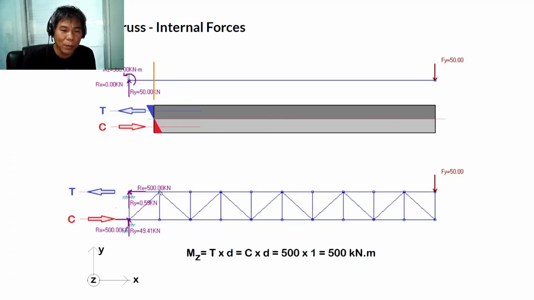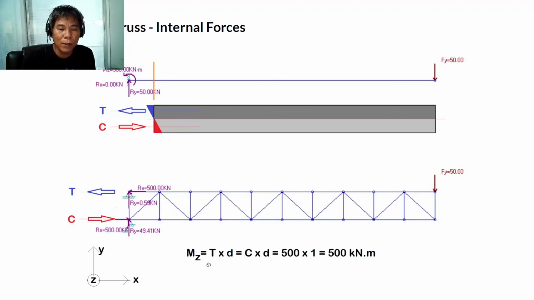So more gyapon diri 500 times a distance of 1 meter. So 500 times 1. This is an equivalent bending. So we have the bending moment Mz 500 equivalent to the tension T and the compression force C, because these two will form a couple. If you remember in your statics, a couple is two the same forces but in the opposite direction.